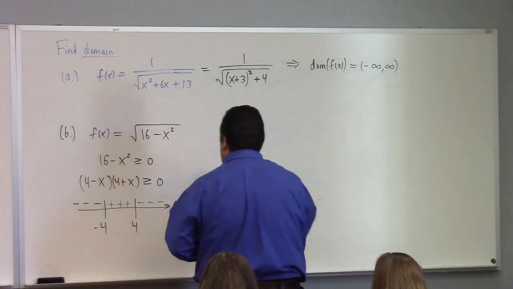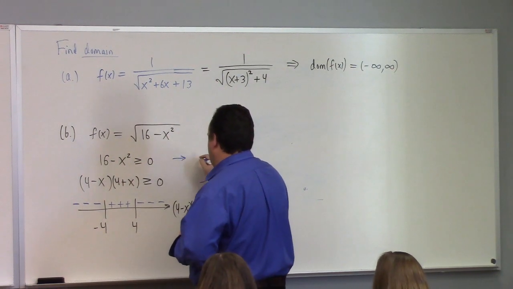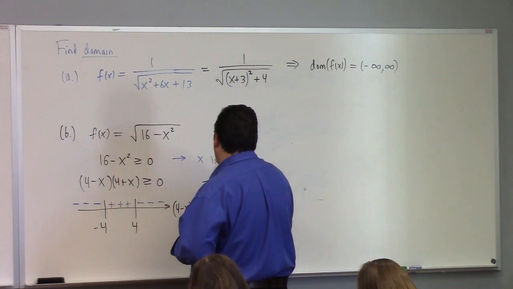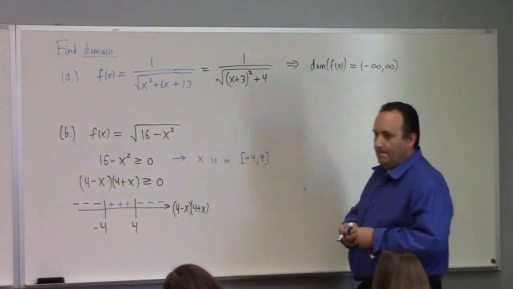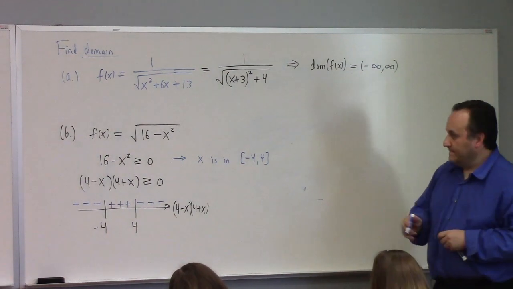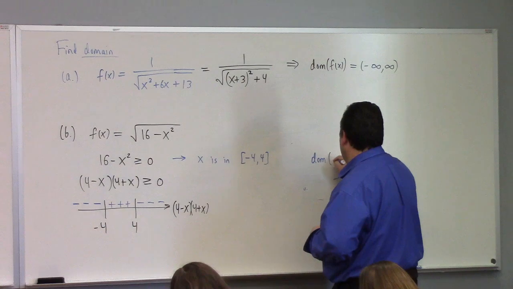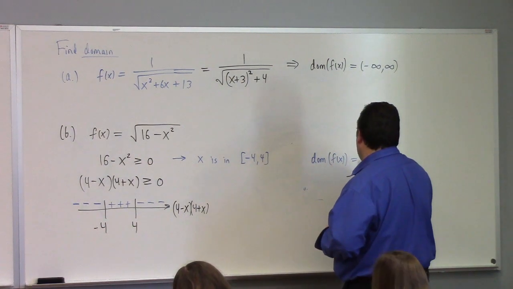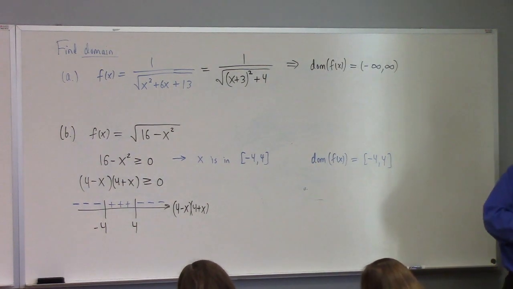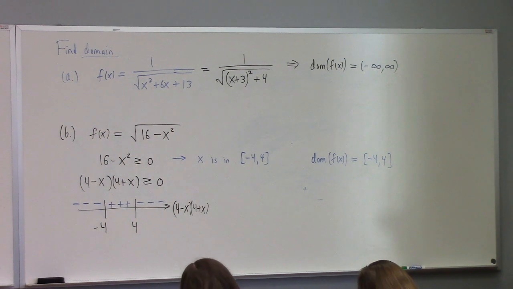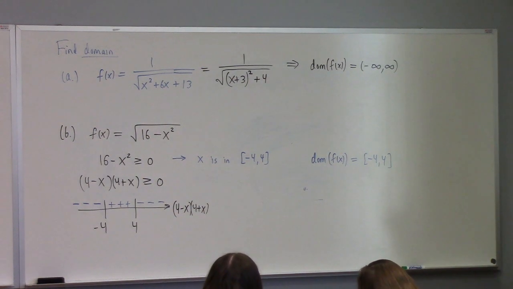So what's the solution set to this? X is in minus 4 to 4, right? So what's my domain? Right. So this one has domain minus 4 to 4. Now, should the 4s be included? In the minus 4, should they be included? Is it okay to have square root of 0? It is, right? So those should be included.